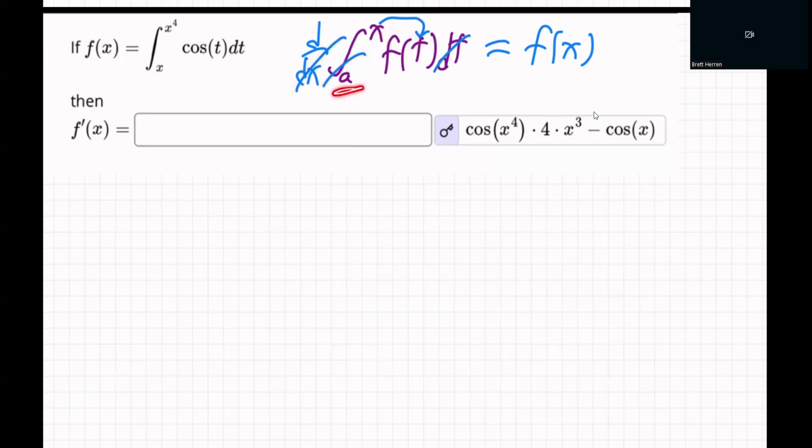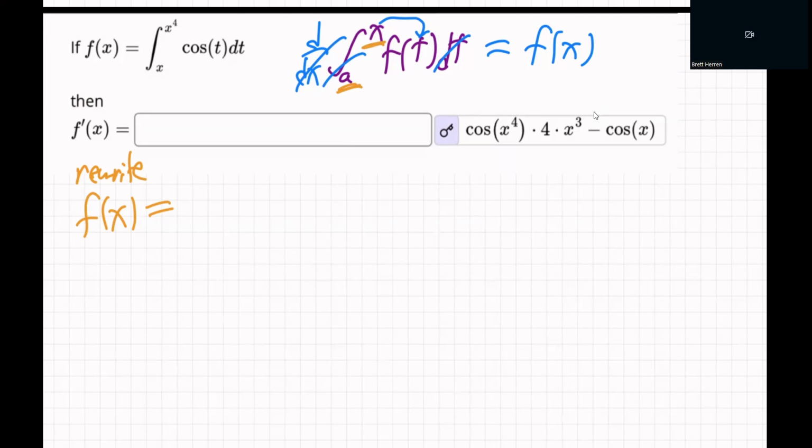But the a, when we say a is the lower bound of the integral and x is the upper bound, a means it's a number, not an x. But see, we have x's on both. So what do we do about that? Well, we have to rewrite it first. We've got to rewrite it because we can't have x's on both. We got to have numbers on one and then an x on the other. So, how do you do that?